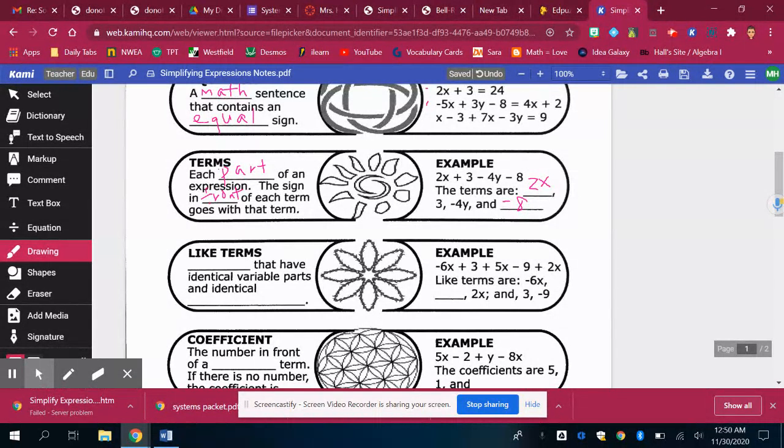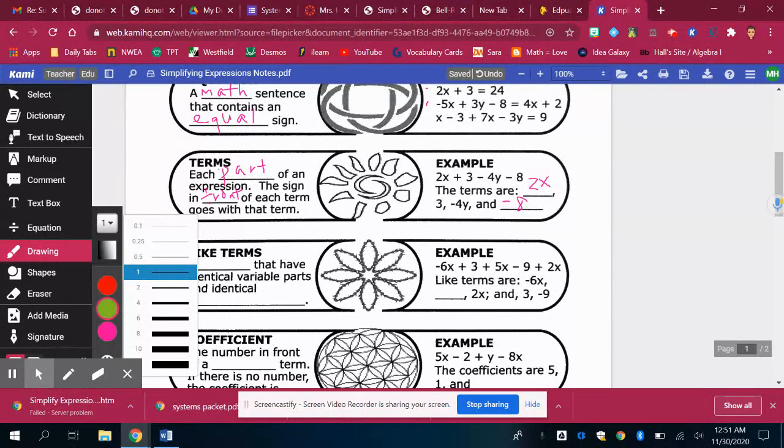And I'm going to circle these and make this bigger. All right, so here's one term. Here is a term. Here is a term. And here is a term. Notice that the sign in front of each of those terms goes with that term.